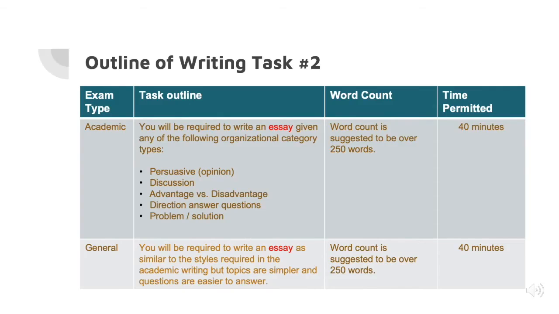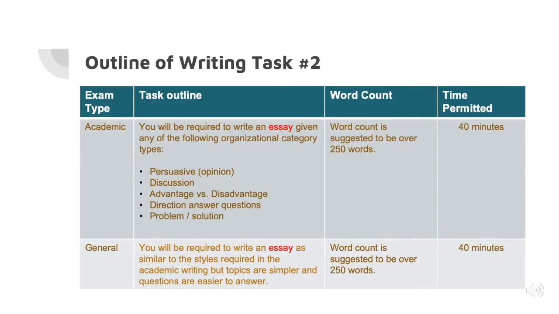Outline of writing task number 2. For the academic exam, you will be required to write an essay given any of the following organizational types: persuasive or opinion, discussion, advantage versus disadvantage, direct answer questions, or problem and solution type essays. Word count is suggested to be over 250 words. The permitted time in this section is 40 minutes.